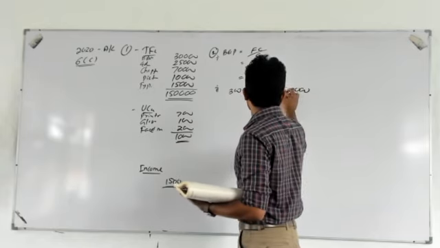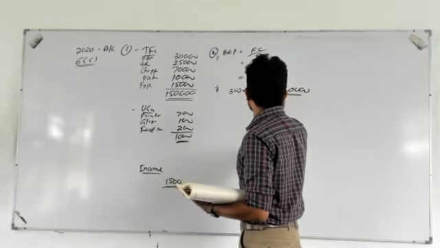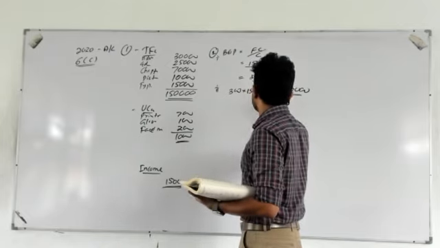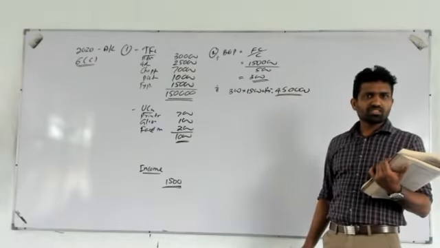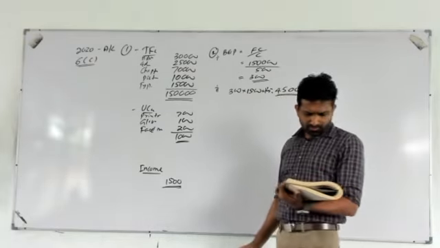Then 450,000. This is in rupees. This is the required sponsorship from the soap manufacturing company. Third one.